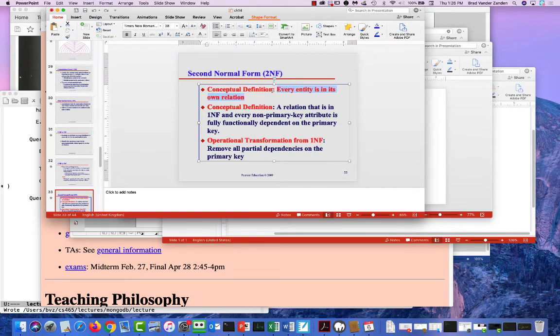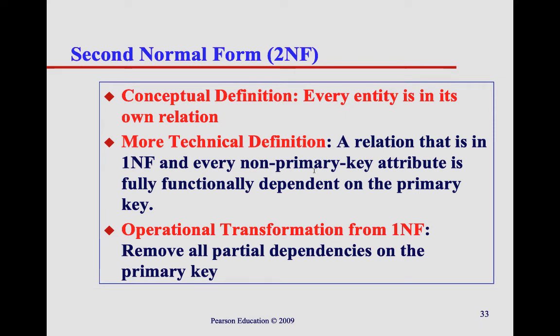Every entity is in its own relation. Okay, more technical definition: a relation that is in first normal form and every non-primary key attribute is fully functionally dependent on the primary key attribute. That's a mouthful, right? That's why I gave you the conceptual definition first.